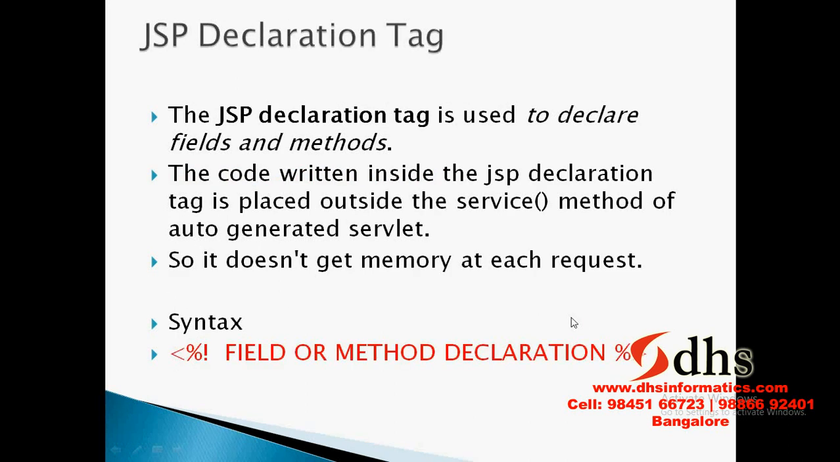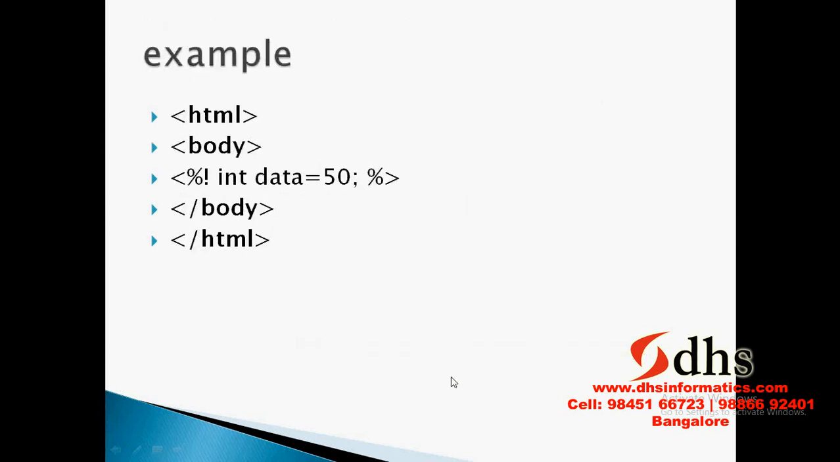Next we have the declaration tag. The JSP declaration tag is used to declare fields and methods. So the syntax is here. We can use field or method declaration inside the declaration tag. Example, int data is equal to 50. Here we are going to declare data as 50. So that declaration we are including in the declaration tag.